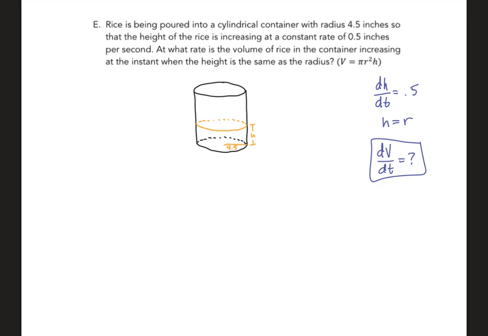Okay, so now we see when they say at the moment when the height is the same as the radius, let's update that. Instead of h equals r, they're really saying when h equals 4.5. That's the radius. They give us the volume of a cylinder, and so we'll use that. Let's write that off to the side.